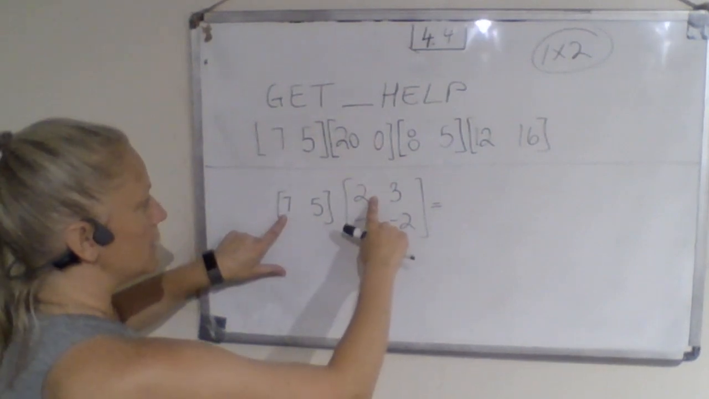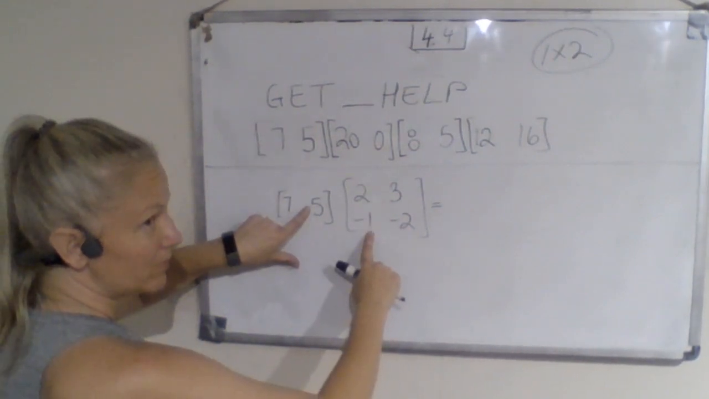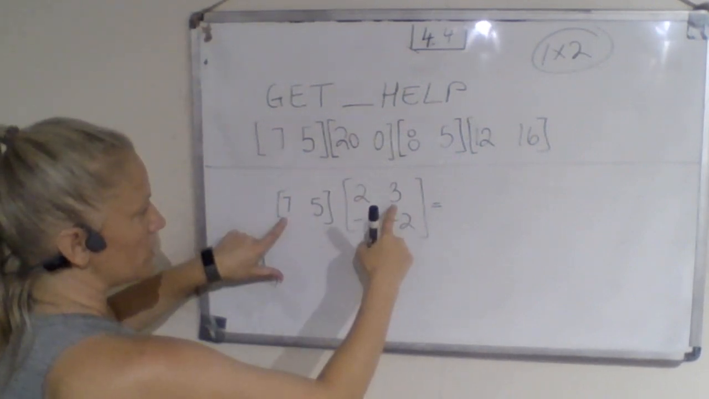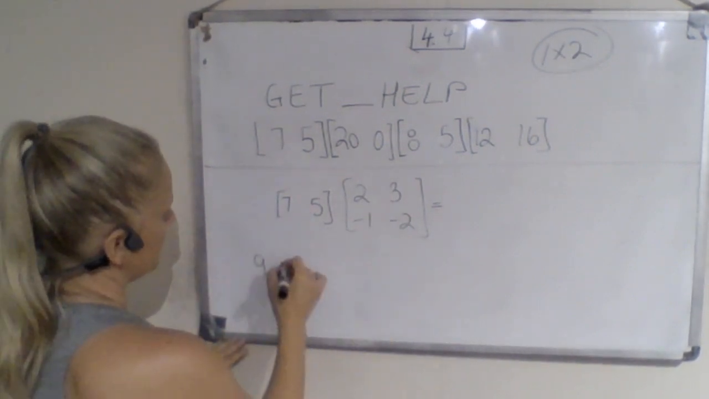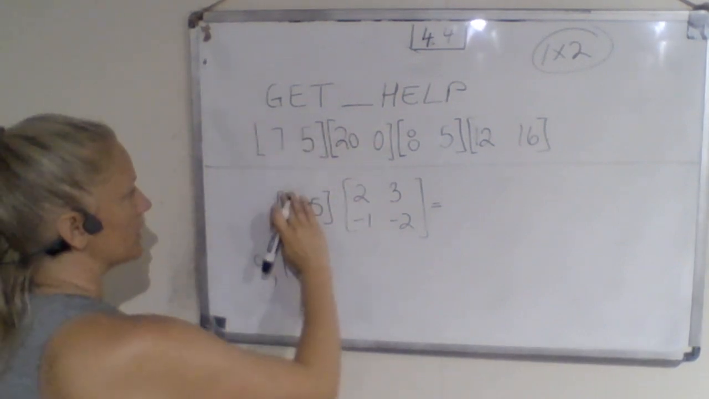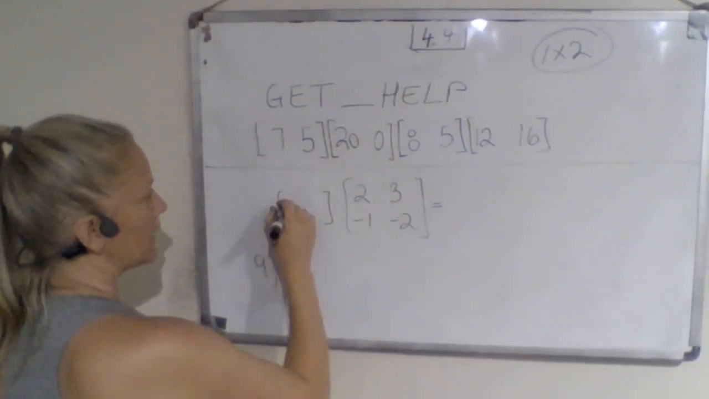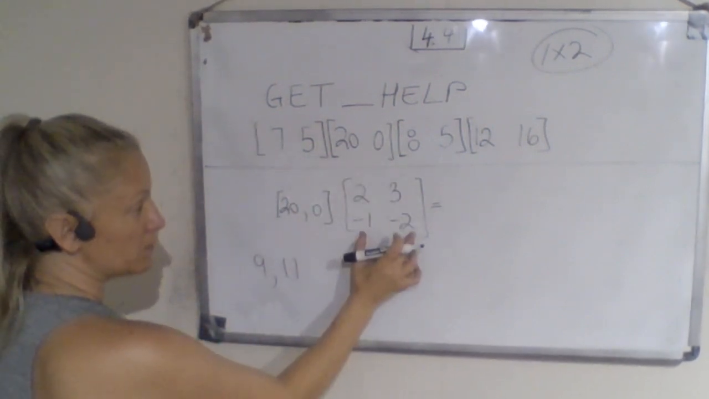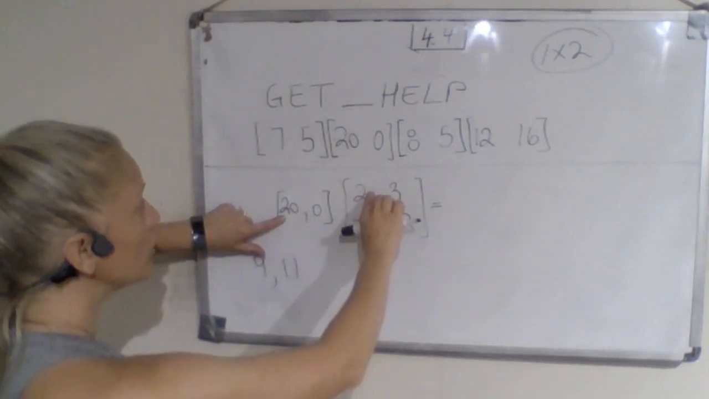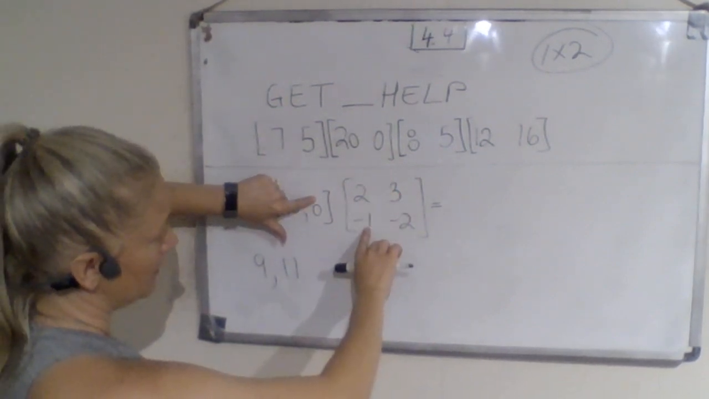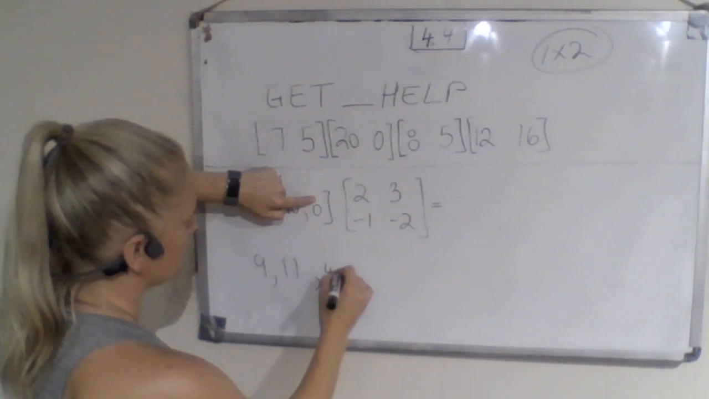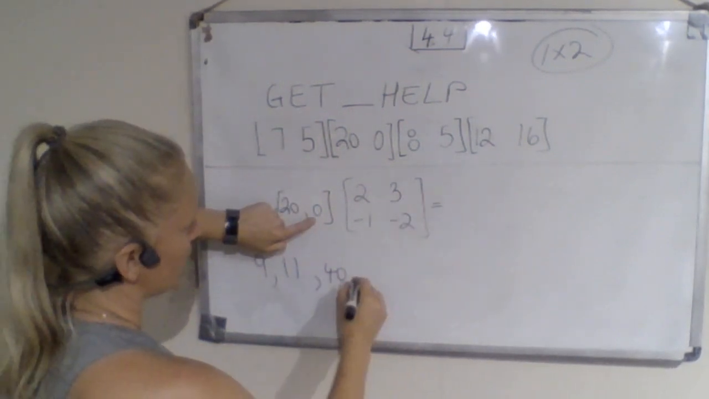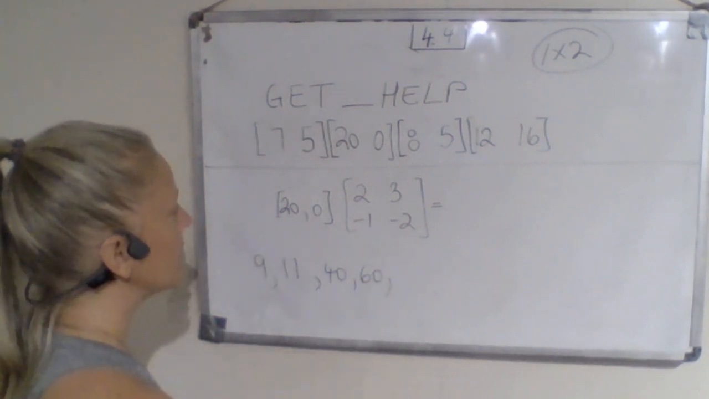This is 7 times 2, 14, plus 5 times -1, 14 minus 5, I get a 9. 7 times 3, 21, minus 10, 11. I did my first part. I'm now going to move to the second matrix. I'm going to 20 and 0, and I'm going to multiply this little row matrix by this 2 by 2. 20 times 2, 40, plus 0, I get a 40. 20 times 3, 60, plus 0, I get a 60, right? I'm done with this one.